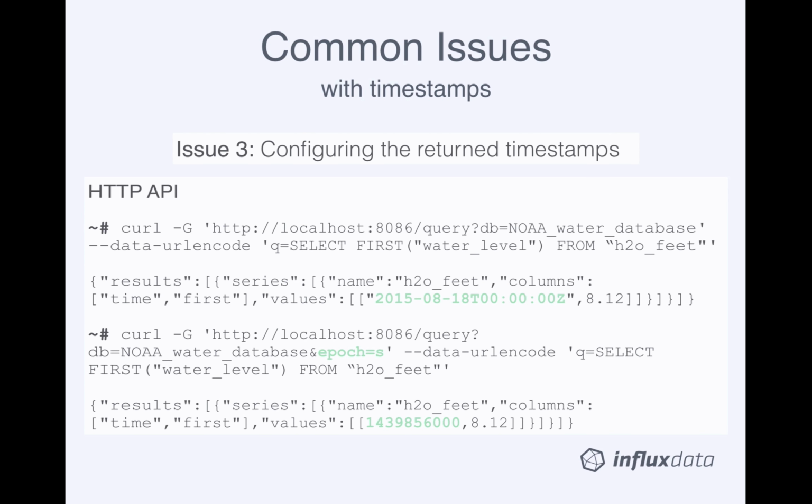Next, if you're using the HTTP API, the default timestamp format is RFC 3339. You can change that by using the epoch query string parameter and specifying the relevant precision. So here I ask for timestamps to be returned in epoch in seconds.